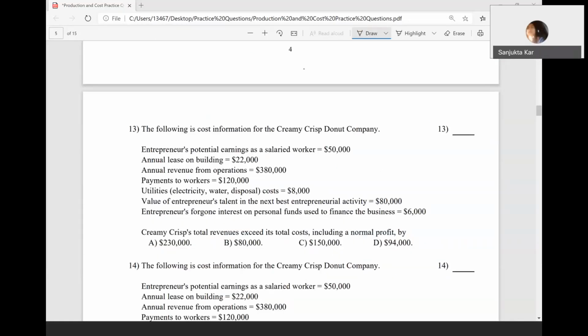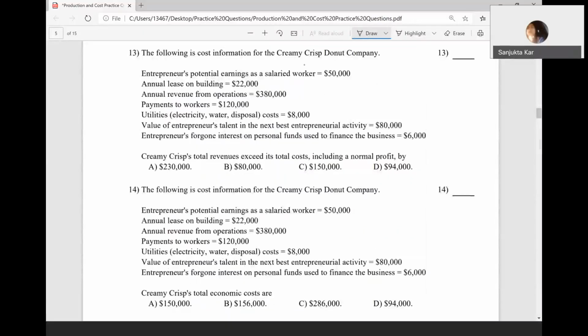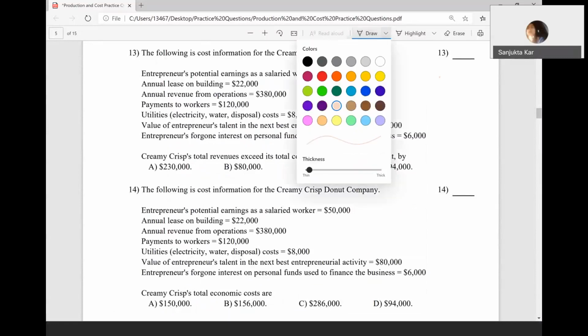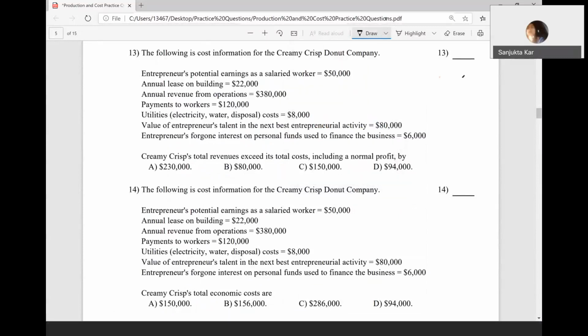Take a look at question number 13. For question number 13, we already did this question. They're asking us to find the value of total profit. Krispy Kreme's total revenue exceeds its total cost by $94,000. If you look at the beginning of this lecture, we went over this problem before. Now take a look at question number 14, where they're asking us to find the total economic cost.